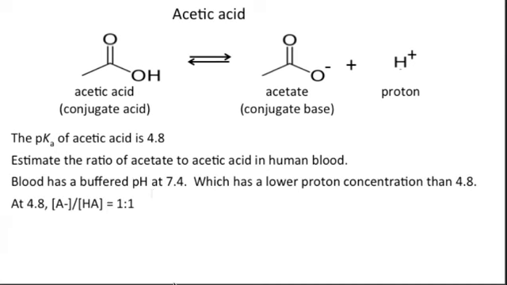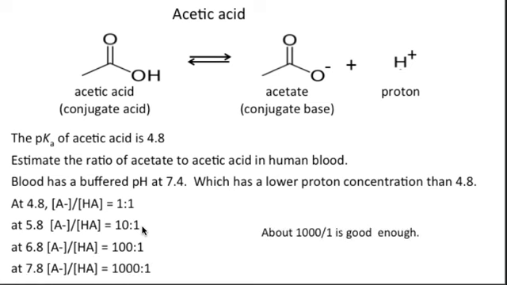What do you think the difference would be if it's 5.8? Again, it's more basic, there are fewer protons, so you're going to have more of the base form. And it turns out these are logarithmic scales. So instead of 1 to 1, it's 10 to 1 base to acid. What do you want to guess it'll be at 6.8? Please guess. Another tenfold, it'll be 100 to 1. And at 7.8, 1,000 to 1.